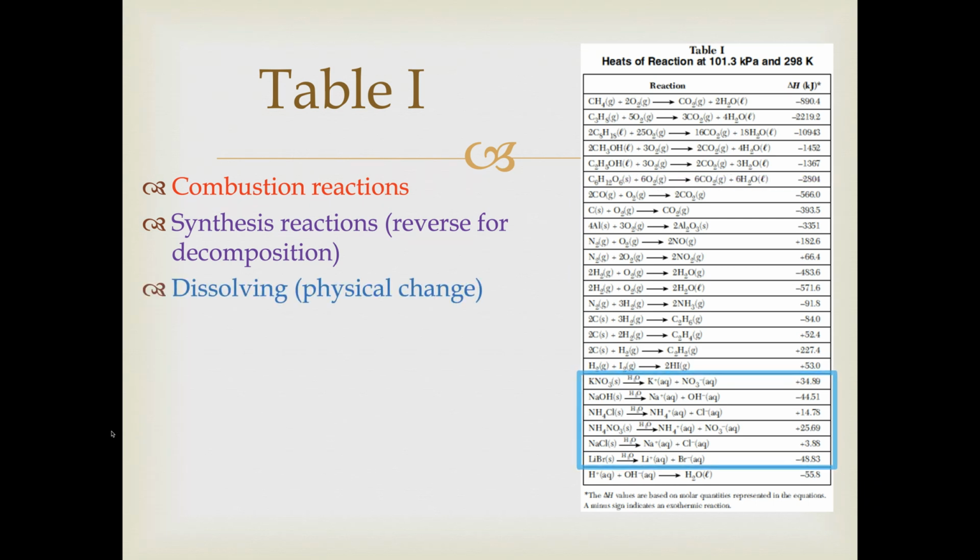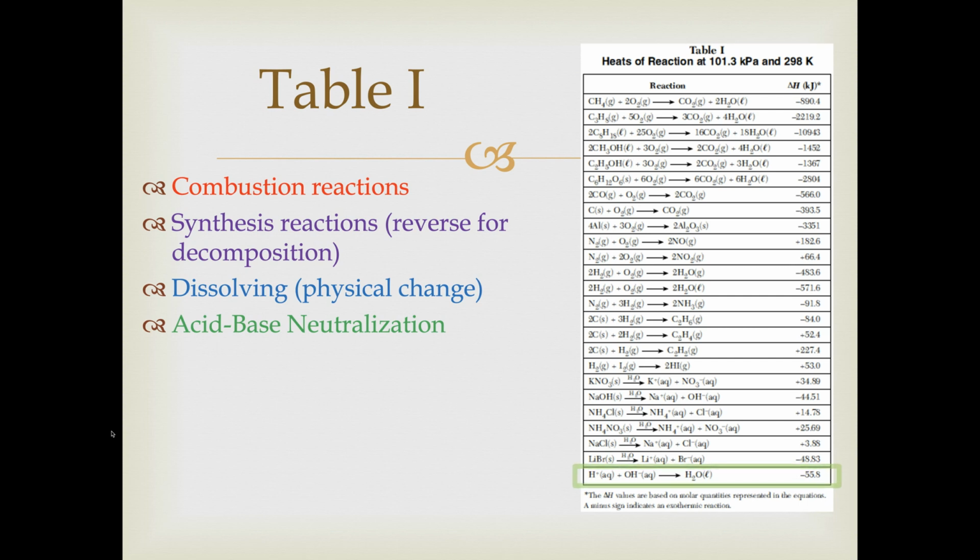Then we have a series of reactions where we have H2O over some arrows. These are all dissolving or ionization reactions. These are actually physical changes, not chemical changes. You'll notice that the amount of heat involved is typically much smaller than for the chemical changes above. And finally, the very last is acid-base neutralization, where the hydrogen ion from an acid combines with a hydroxide ion from a base and produces water.